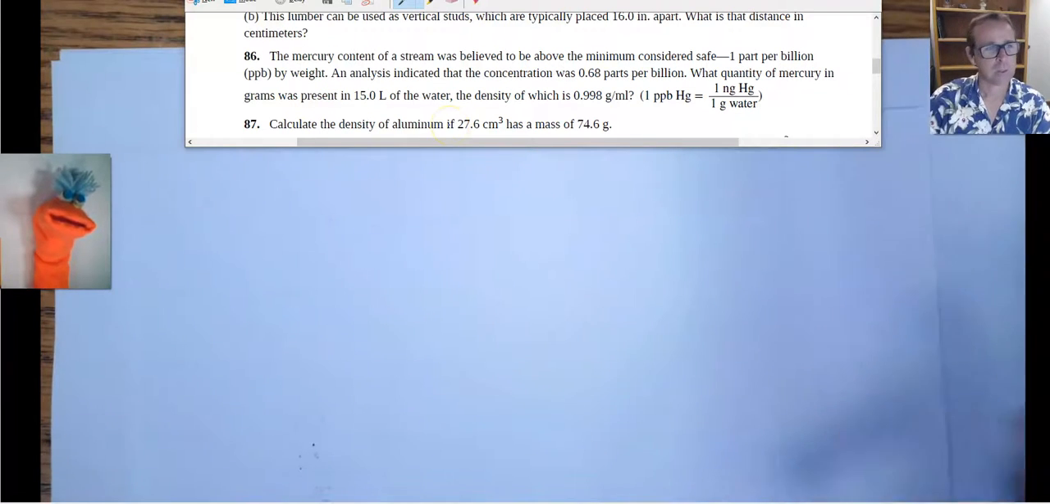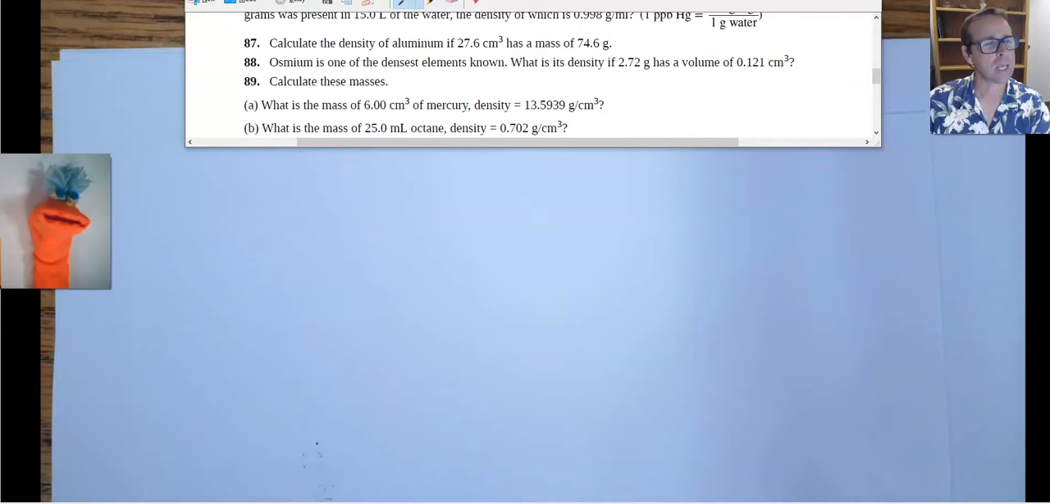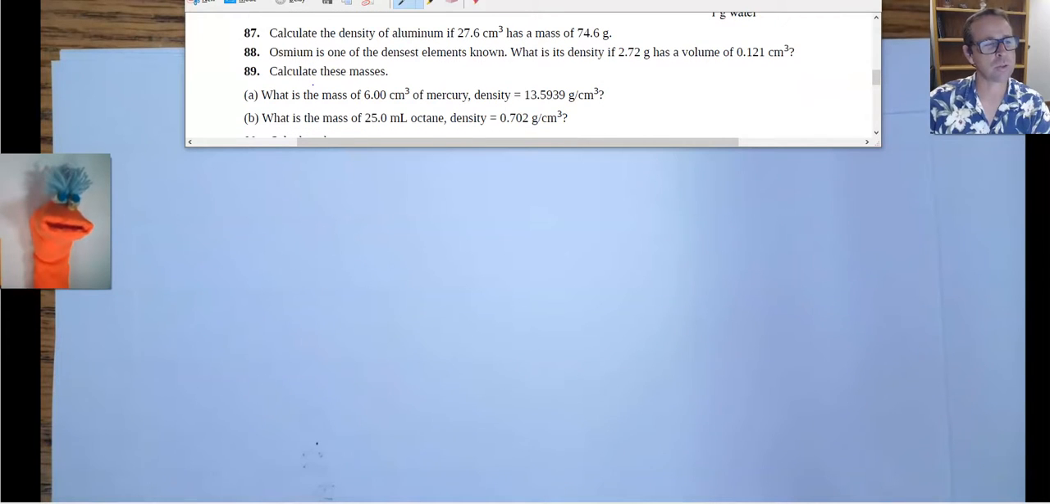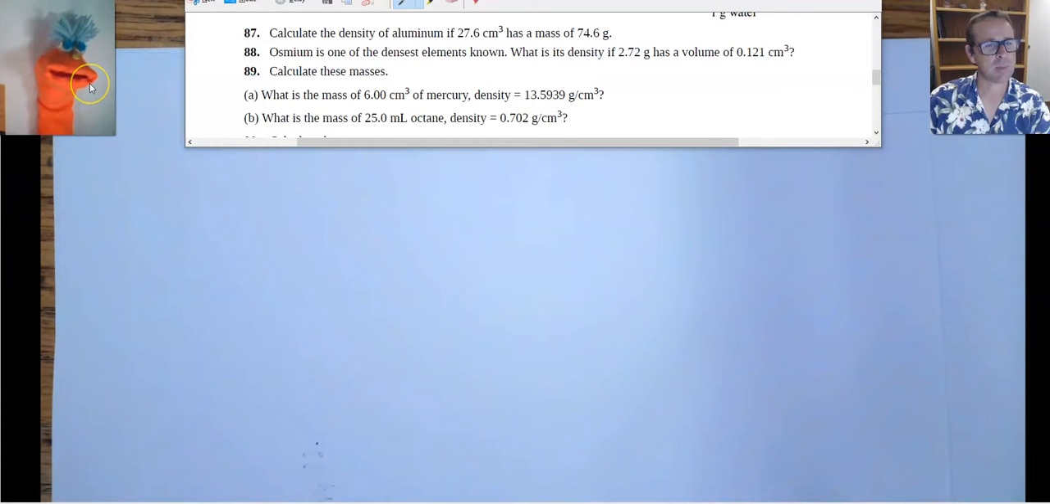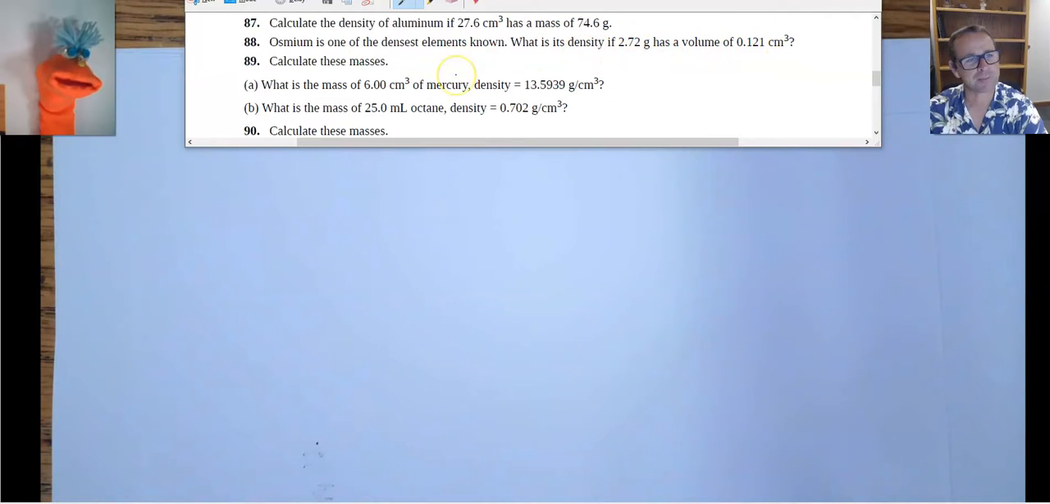All right. Number 87. Calculate the density of aluminum if 27.6 cubic centimeters has a mass of 74.6 grams. How do we do this one, Fred? Density is mass over volume, so just the 74.6 divided by 27.6. Very good. That's right. Density is mass over volume. Osmium, most dense. There's its grams. There's its volume. Same thing. Mass over volume gives it its density.